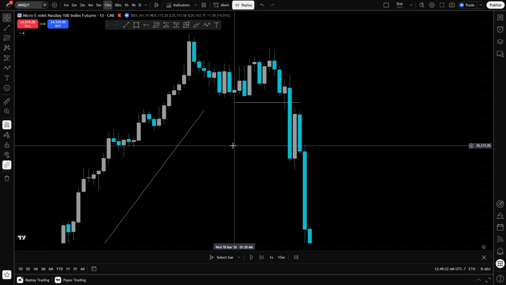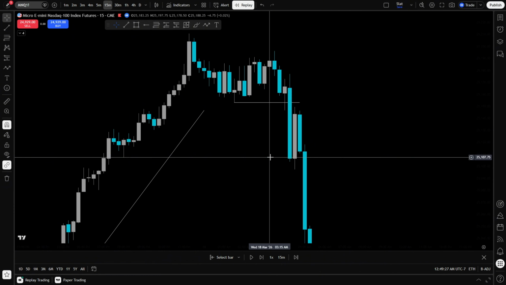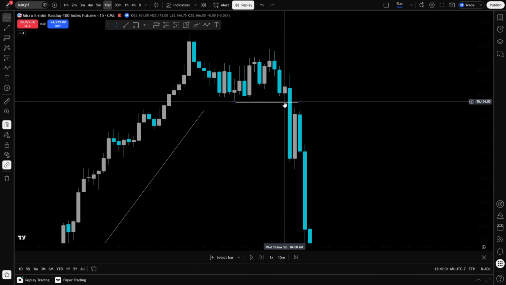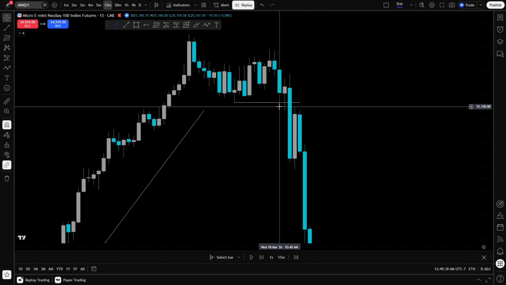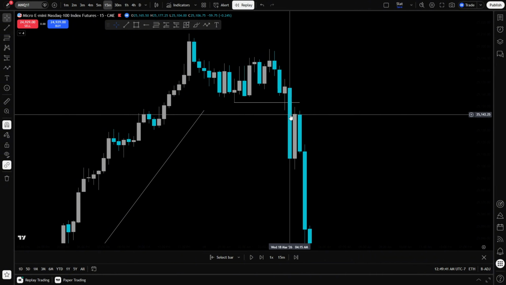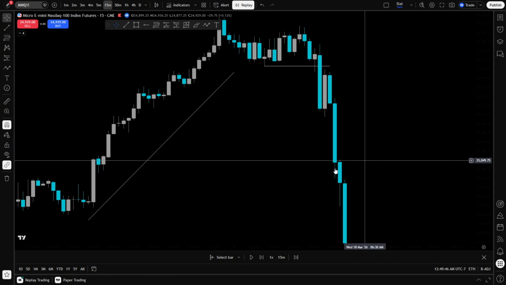So when looking for a market structure shift, you must wait for the candle to fully close so you can confirm your market structure shift, because a lot of the time people get faked out, which is this candle right here. You get faked out thinking market structure shifts can happen just by the wick of the candle, which is not true. You have to wait for it to hard close, like I've said many times in this video.